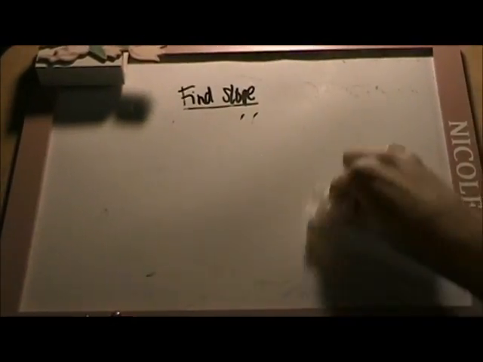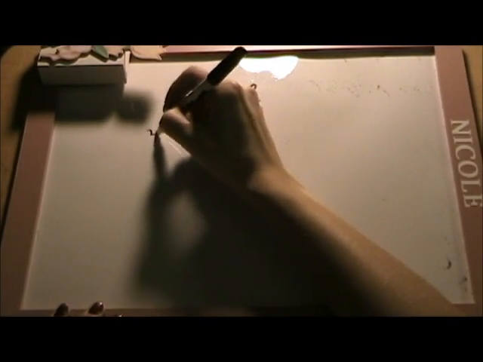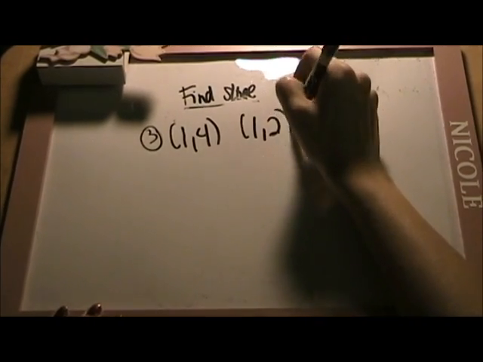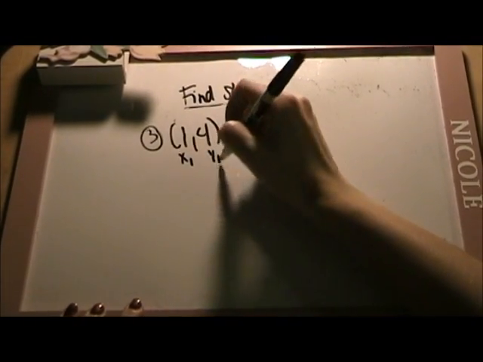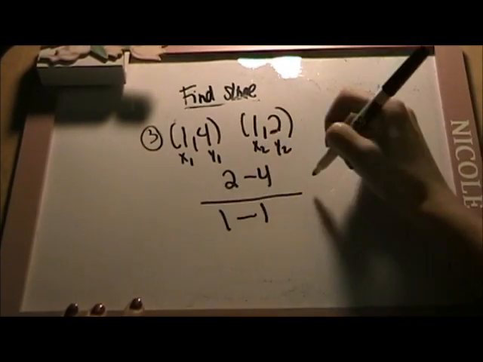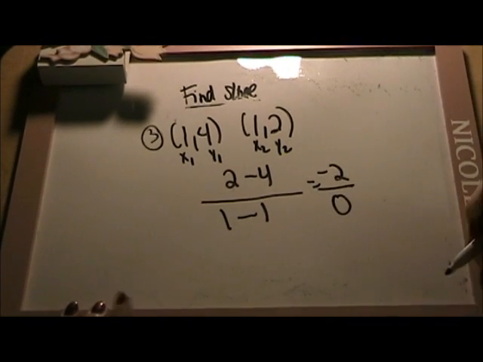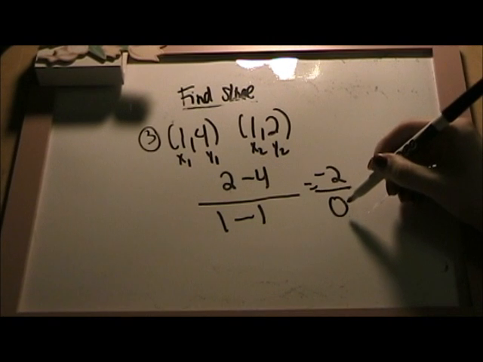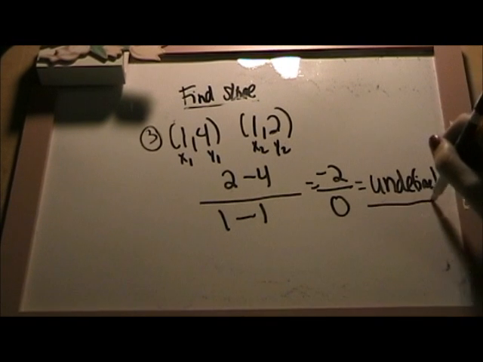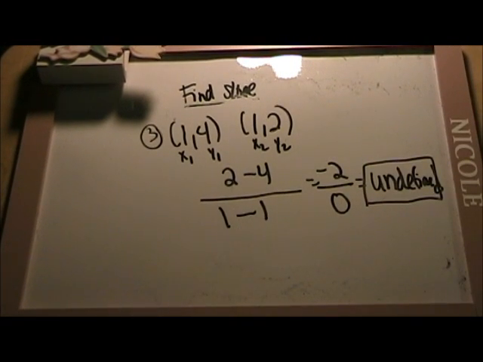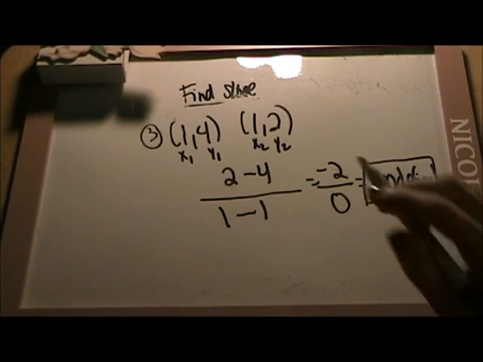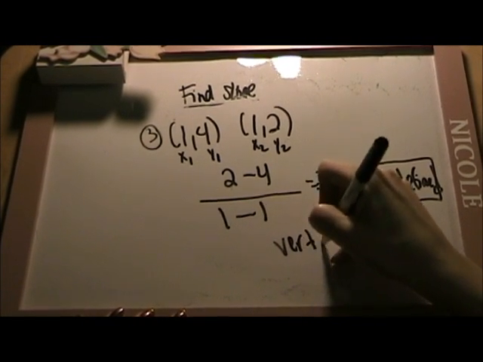Versus if I give you these 2 points, 4, 1, 2, x1, y1, x2, y2, 2 minus 4 over 1 minus 1 gives us -2 over 0. We already discussed that you can't divide by 0, so this becomes undefined. And it's really important to write it as undefined. Don't leave it as -2 over 0, because I need to know that you know the difference between 0 in the numerator, 0 in the denominator. Okay, and this would be a vertical line.